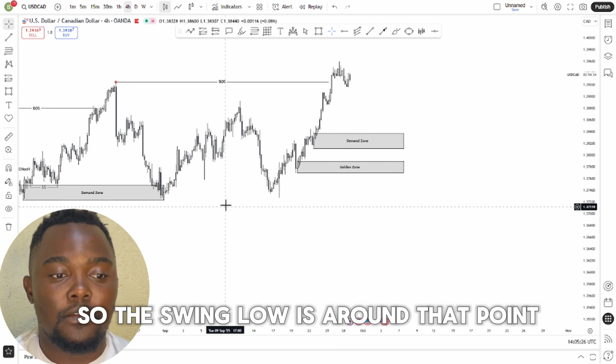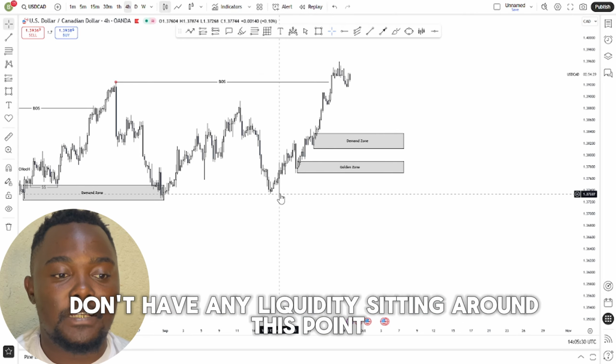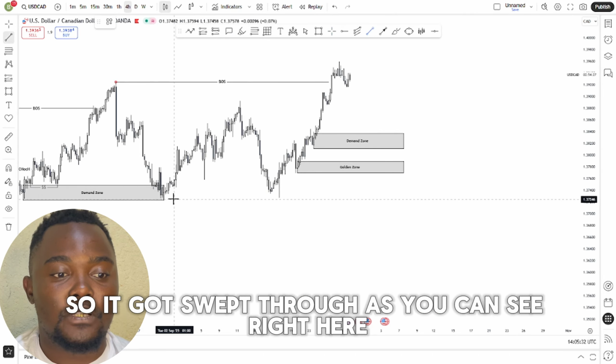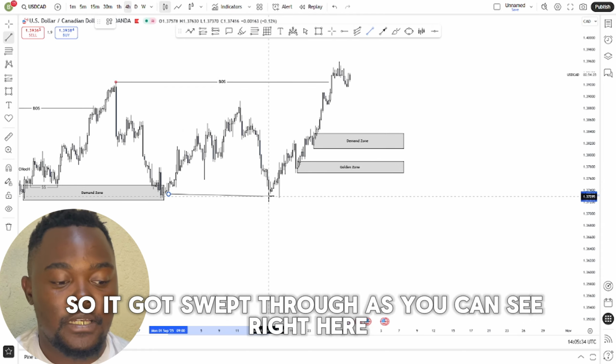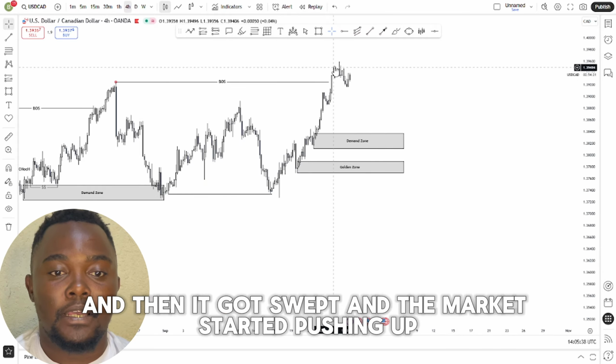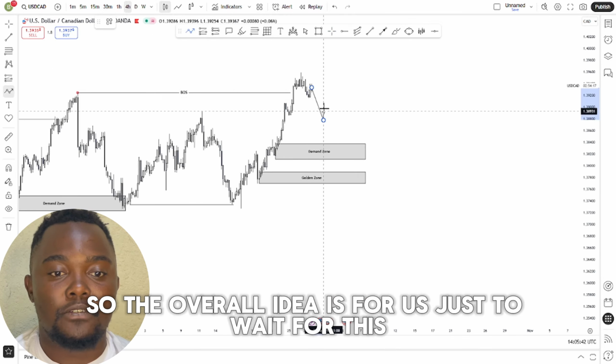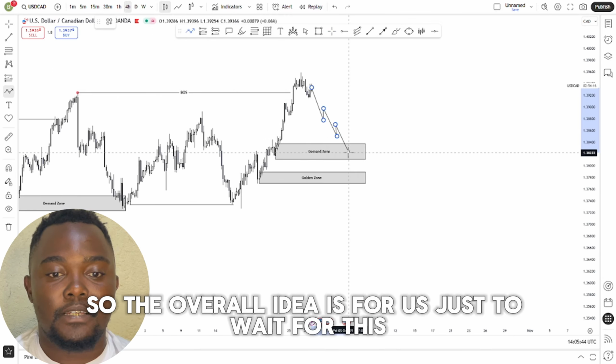So the swing low is around that point, and then let's make sure that we don't have any liquidity sitting around this point. It got swept through, as you can see right here. This is a double bottom liquidity, and then it got swept and the market started pushing up. So the overall idea is for us just to wait for this and get a confirmation, then we start buying, or we wait for the market to tap into this area of interest, then we start buying.